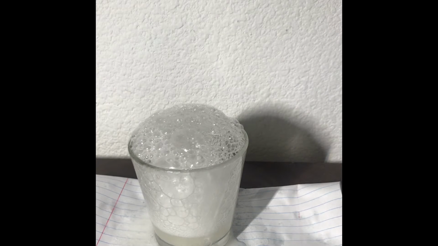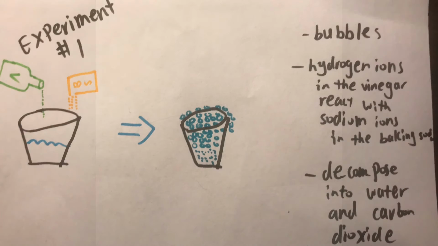So what do we learn from this experiment? As you can see, the end result has a lot of bubbles, and that is because after the vinegar and the baking soda combine, one of the products of this reaction is carbon dioxide, and that's what makes the bubbles. To be more specific, the hydrogen ions in the vinegar react with the sodium ions in the baking soda, which creates this kind of reaction. That's why if you mix water with baking soda, it won't work.